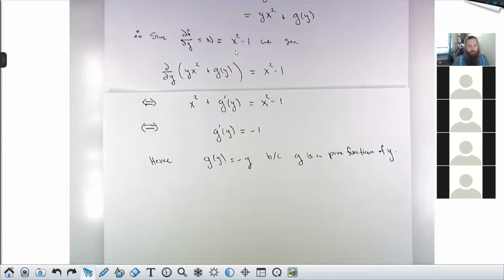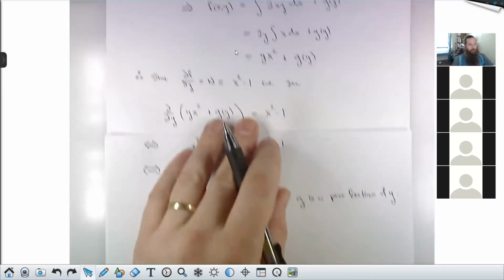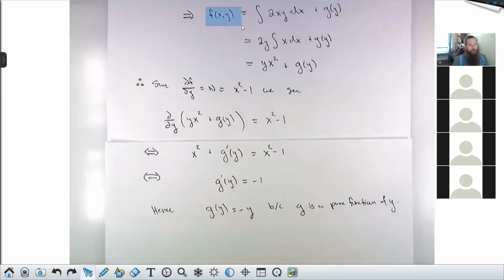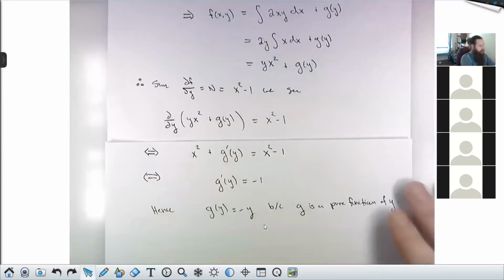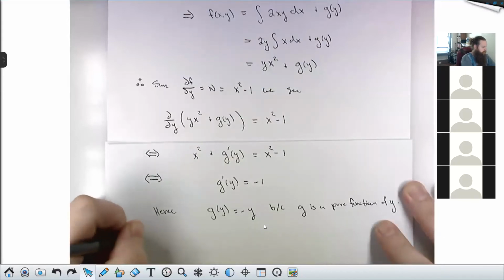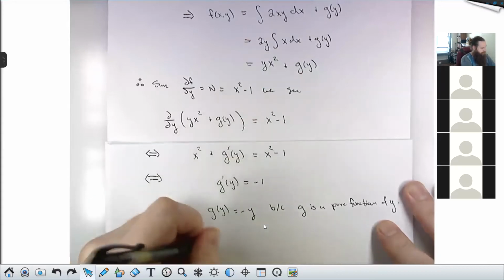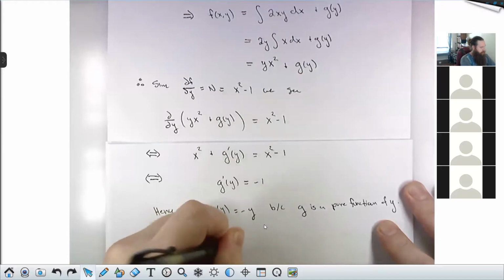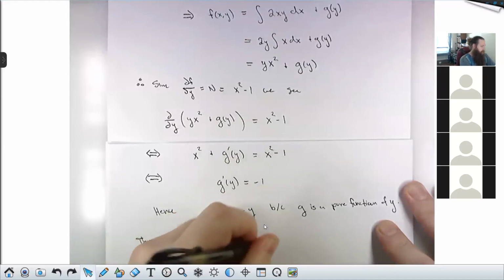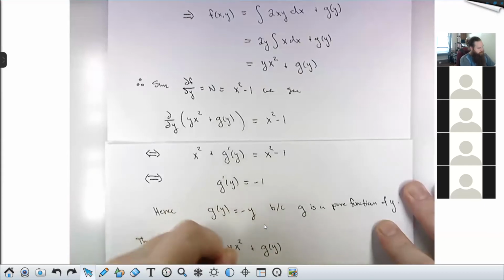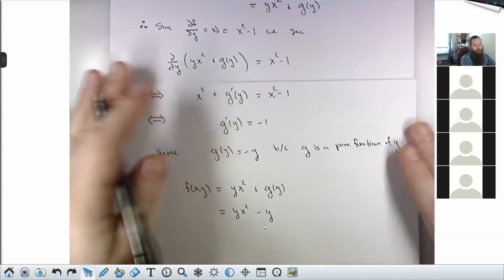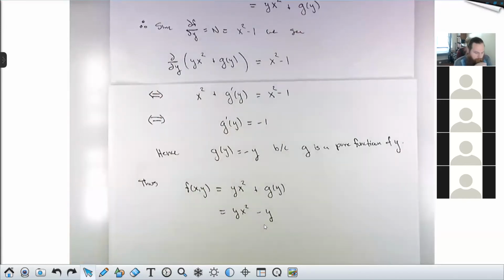Now we put all this together. I know that my function f is yx squared plus g of y, and I know that g of y is -y. Thus, f of xy is equal to yx squared plus g of y, which is yx squared minus y. Not too bad, right?